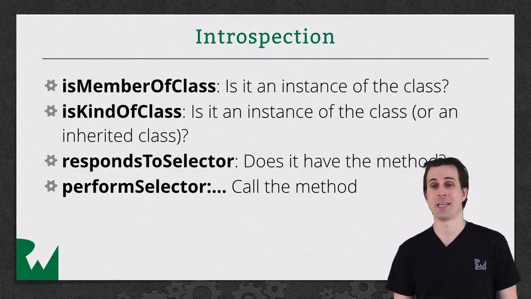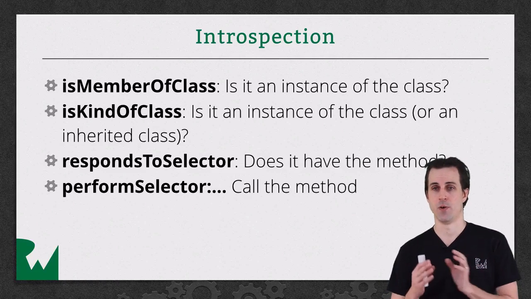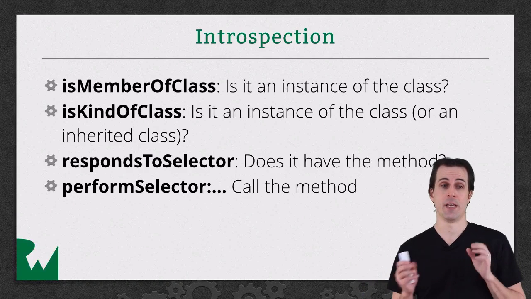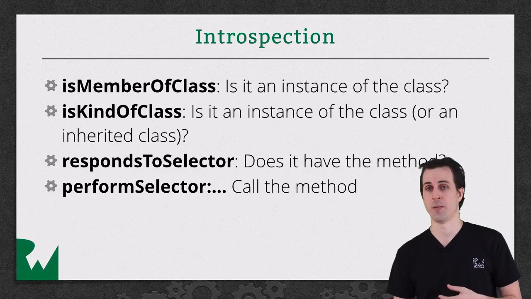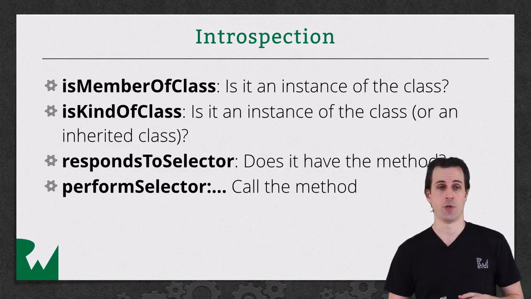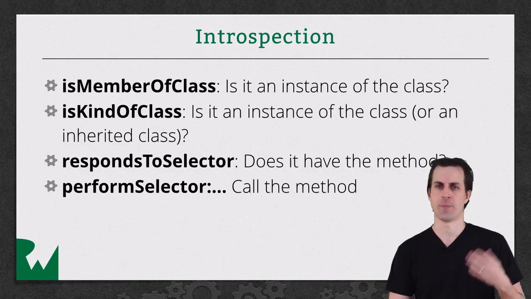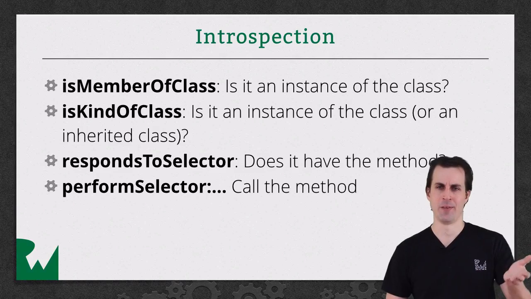And then the next thing is kind of class, and that's similar, but it also says yes if you're inheriting from that class. So for example, if you had NSString and you said, is kind of class NSObject, it would return yes because it inherits from NSObject. But if you did the previous one, member of class, it would say no because it's not exactly an NSObject, it's actually an NSString. So it depends on what you want, but more commonly it's useful to use kind of class for most problems that you run into.